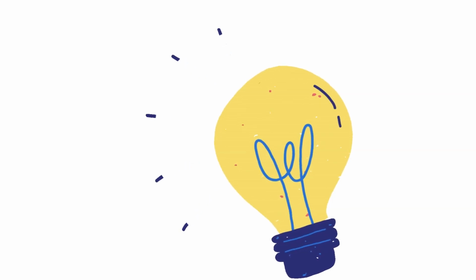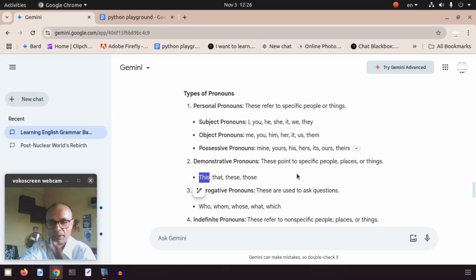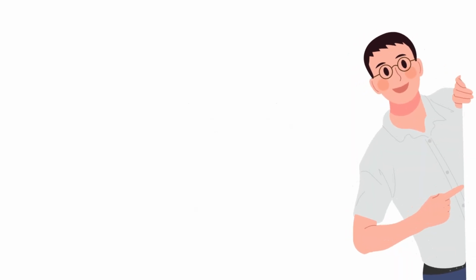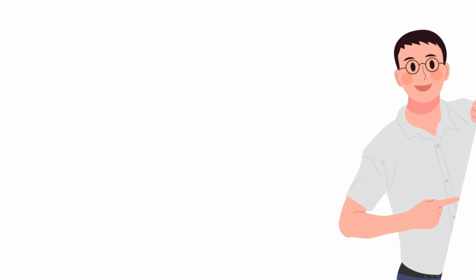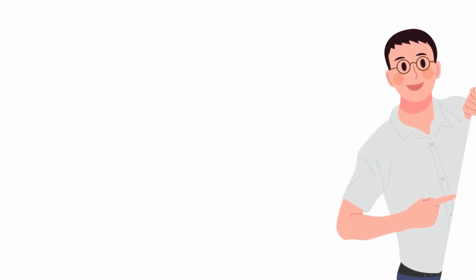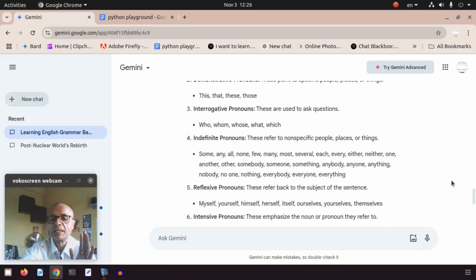subjective pronouns like he or his, or object pronouns like him, etc., or possessive pronouns like his. We have changed our guard and we are using different types of pronouns, right? And there are also interrogative pronouns like who, whom, whose, what, which, etc. And there are indefinite pronouns. These refer to non-specific people, places, or things, like some or any, all, etc.